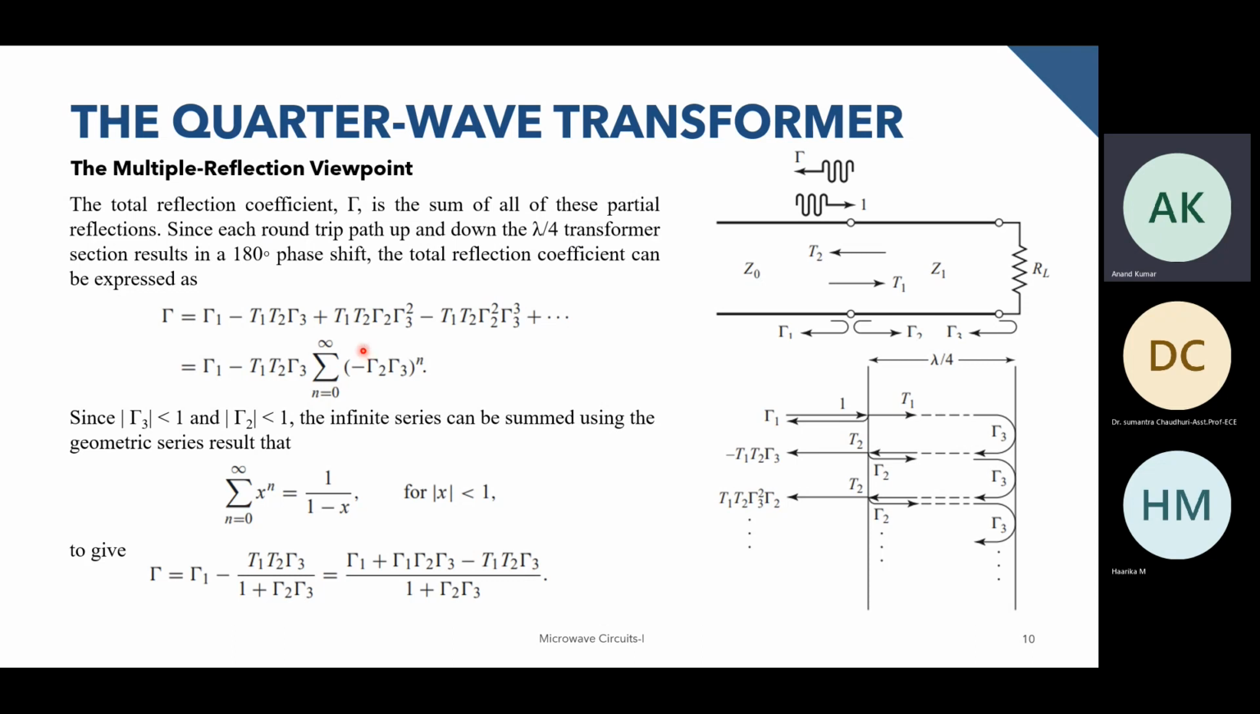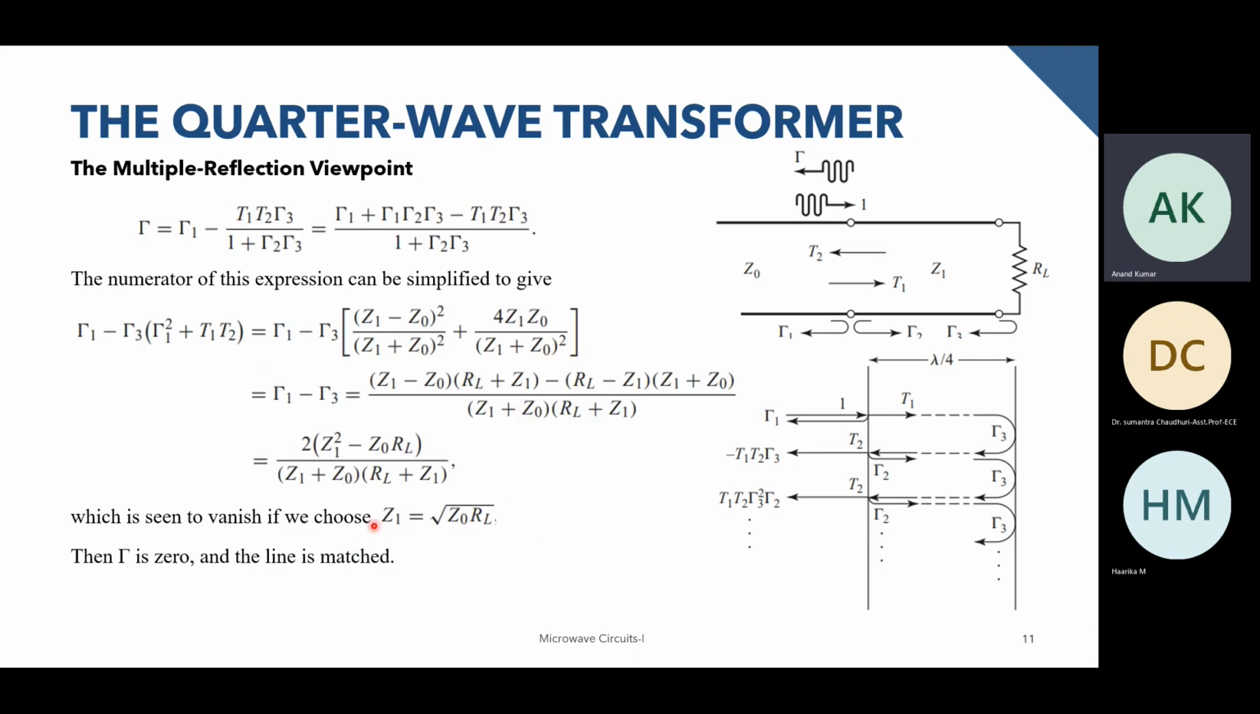This can again be written in the form of a summation, and this summation can be evaluated using the formula that we have seen for infinite geometric progressions. And using this, we can again write down the expression for the reflection coefficient. Now, to make the total reflection coefficient equal to 0, we need to make this term 0, and this will become 0 when the numerator over here becomes 0.